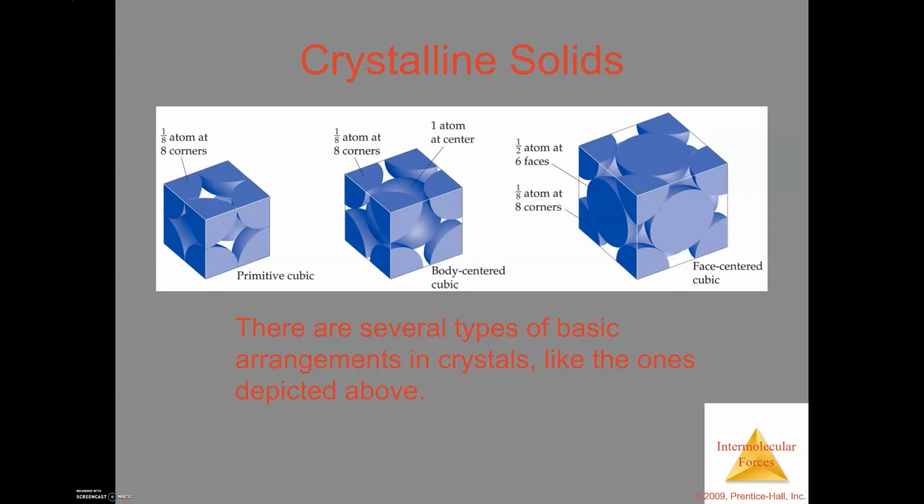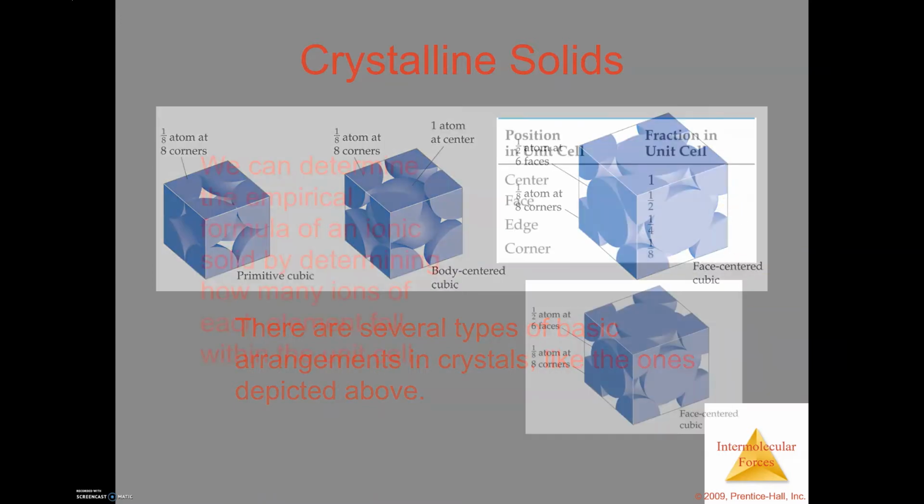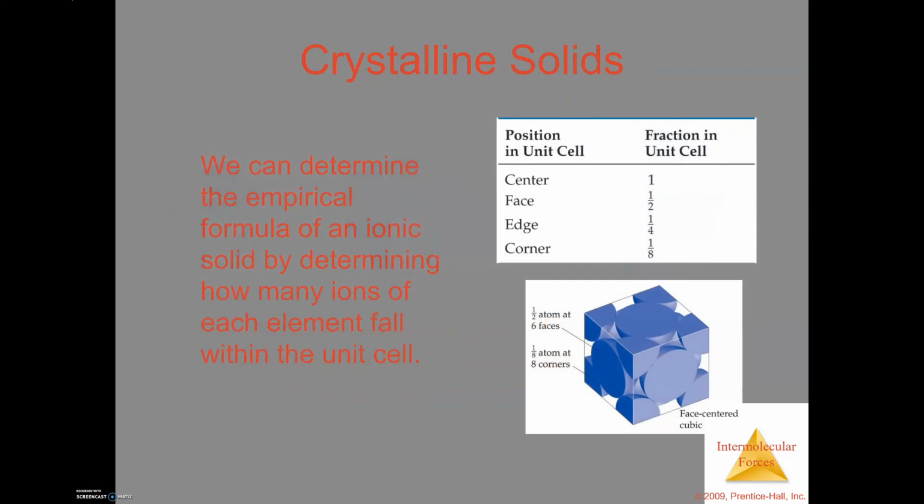If you look at the body center, you can see that the corners are still 1/8 of an atom, but the one that's found in the center is actually a whole atom. And then finally, with the face center, you have half of the atom along the face. The other half is in the other unit cell to the side. So the position is important because we need to understand where the atom is found and ultimately what fraction of that atom is found in the unit cell.